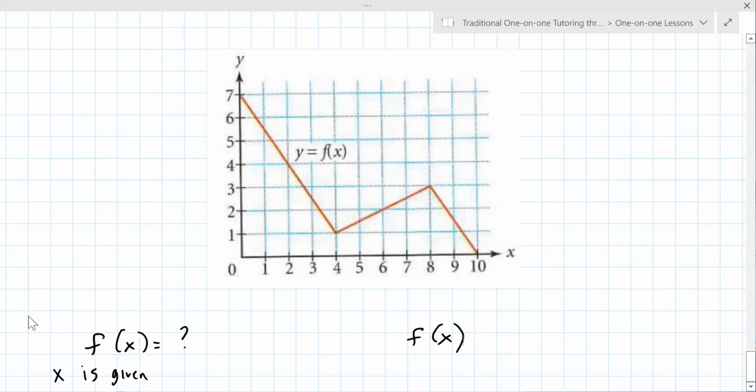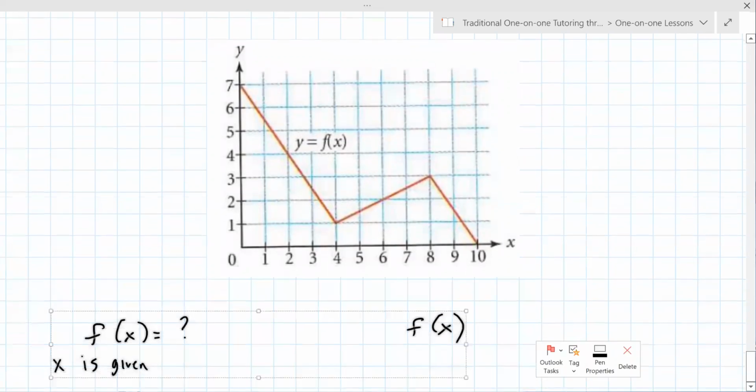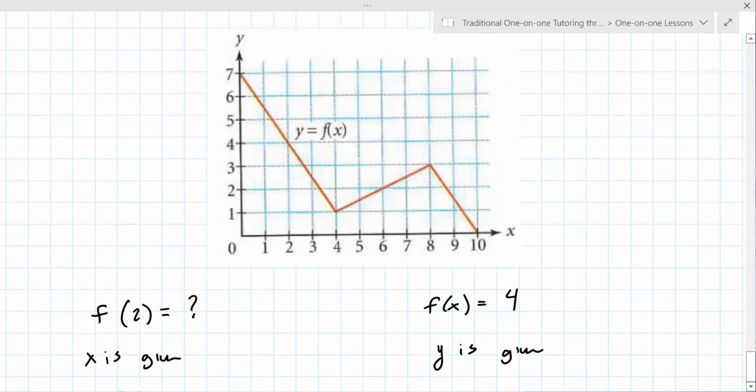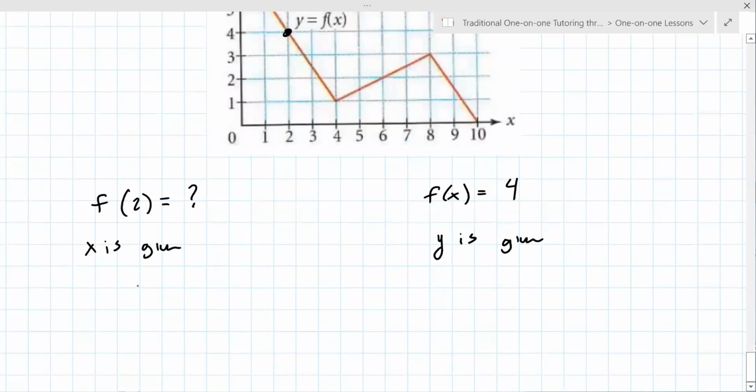Actually, let me change it up here. F of 2 equals question mark. X is given, and x is 2. Right. And here's the other one. Y is given, and that is 4. So for the x, you're looking at the 2, and then you figure out that the missing number is 4. So the answer on the left is that y is 4.